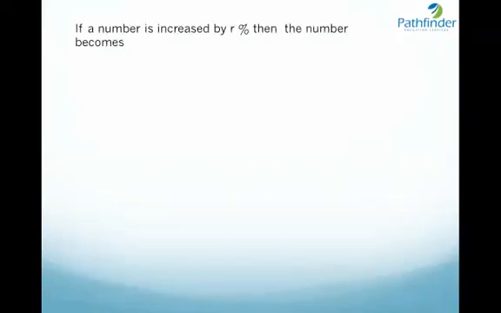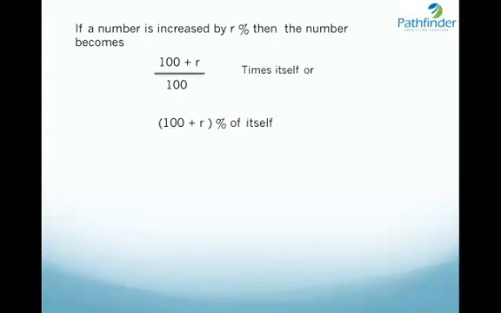Now, what happens if a number is increased by some percentage, say R%? If a number is increased by R%, then the number becomes (100 plus R) upon 100 times itself, which is also equal to 100 plus R% of itself.